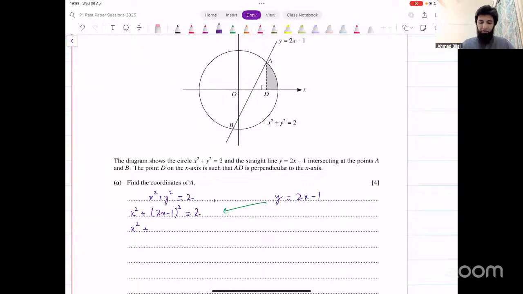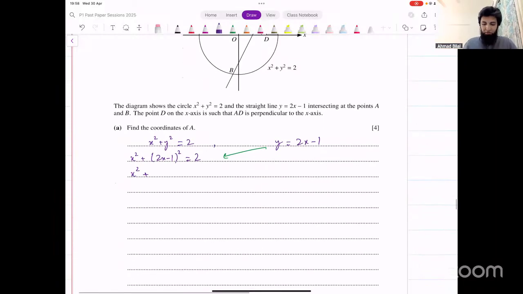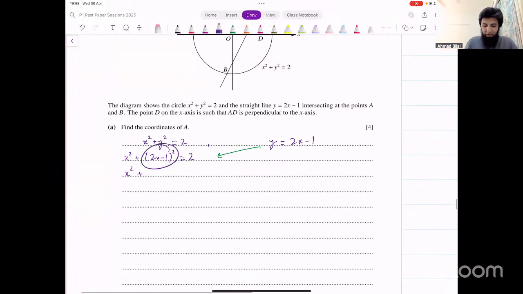How do you find points of intersection? We solve those two functions simultaneously. In this case, we can use substitution. Input y equals 2x minus 1 inside the equation of the circle, and then just solve that further. This is a minus b whole squared. That will become 4x squared minus 2 into 2x into 1, that's minus 4x plus 1. That equals 2. Take all terms to one side: 5x squared minus 4x minus 1 equal to 0.